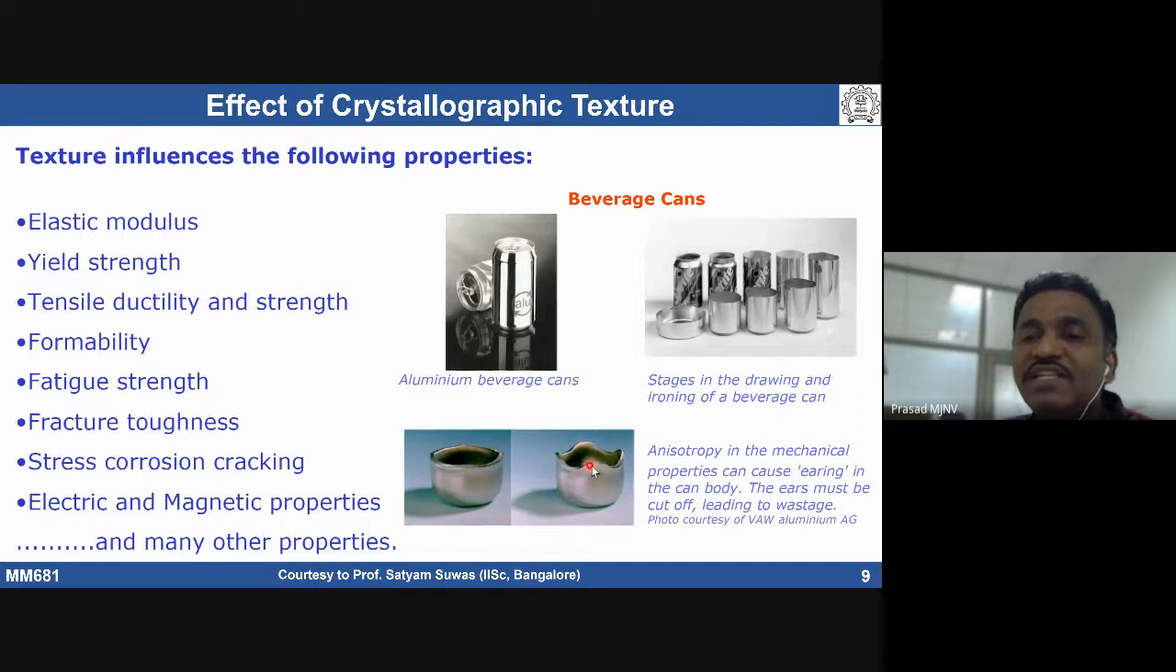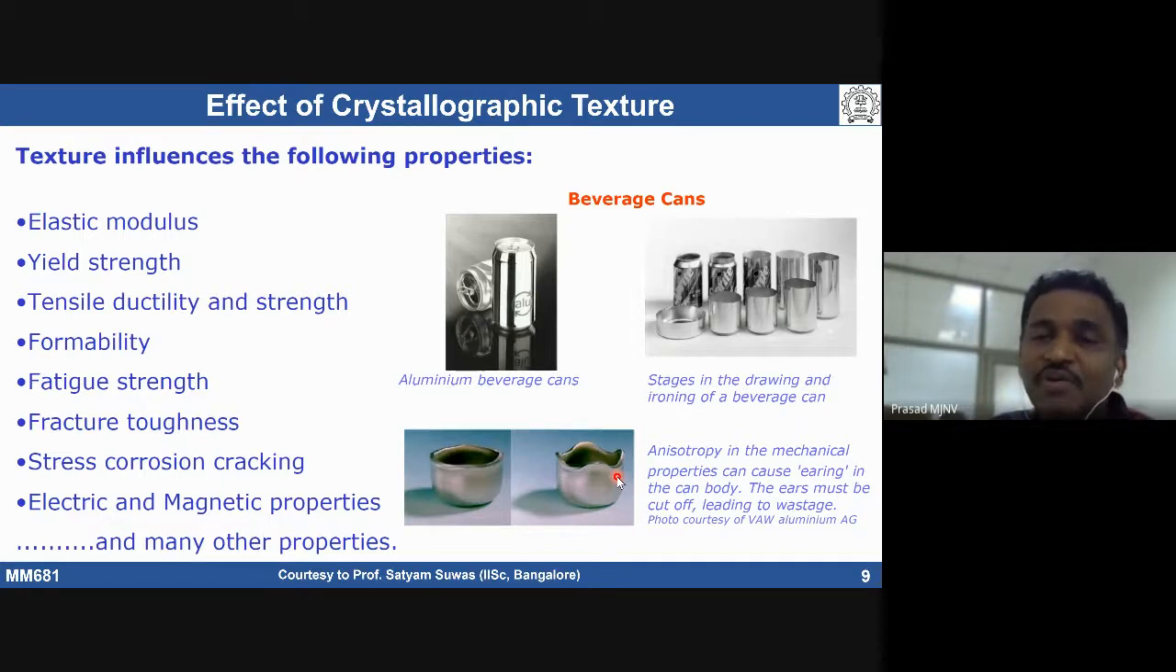If you can avoid this earring defect, that is very good, because it means the material can be drawn to a certain shape and size. If there is an earring defect, there is a huge loss of material, wastage, and so much cost involved. Some commercial aluminum alloys are used for these cans. The initial blank sheet will have a certain crystallographic texture that can minimize this earring defect. I'm talking about aluminum cans.